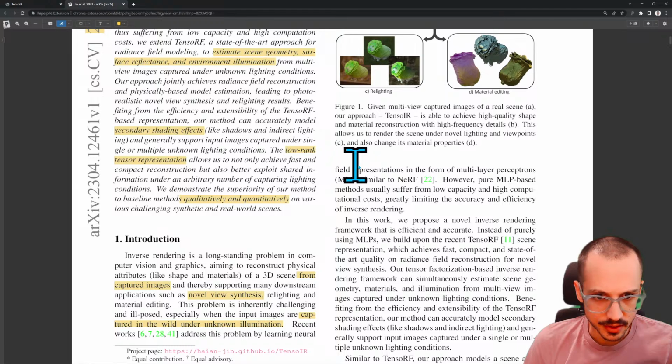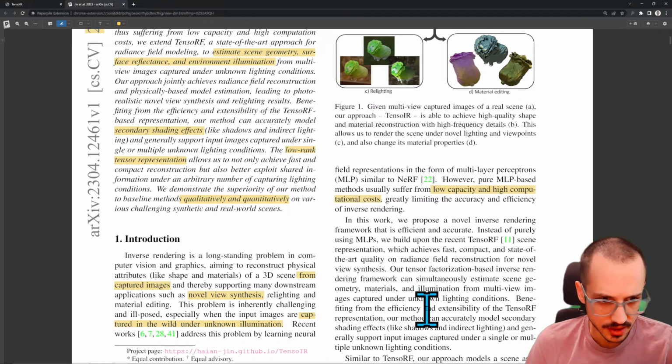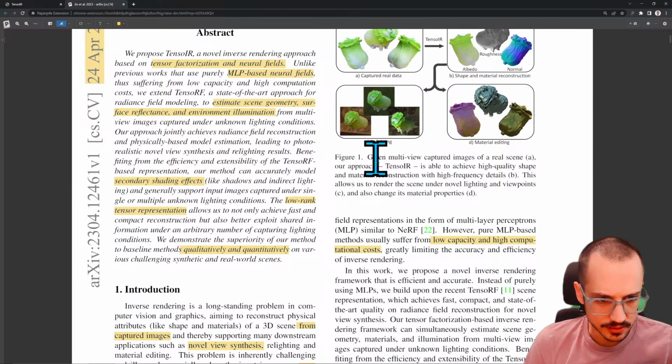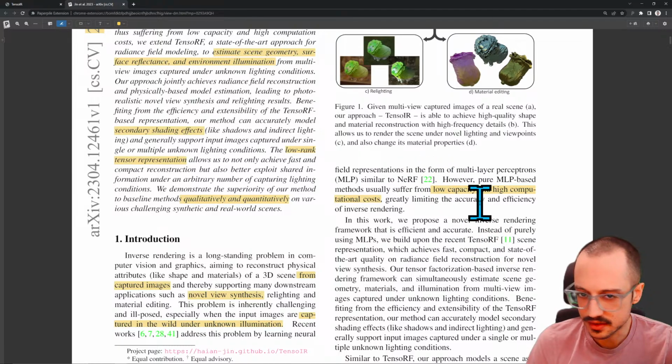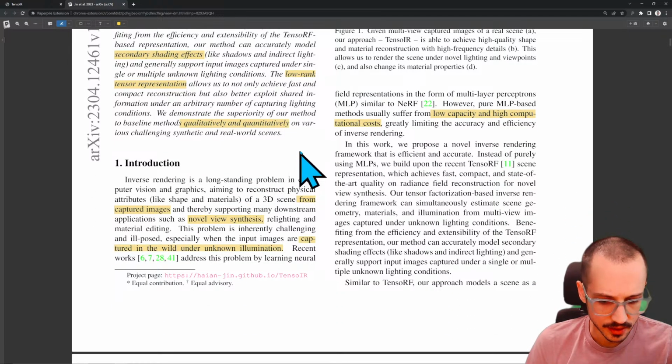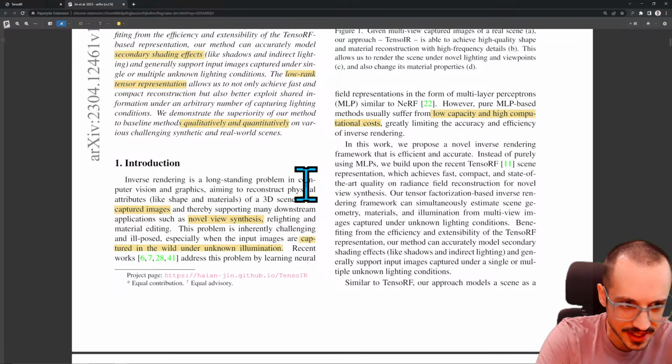Recent works learn neural field representations in the form of multi-layer perceptrons. However, pure MLP-based methods usually suffer from low capacity and high computational cost. Right. In this work, we propose a novel inverse rendering framework that is efficient and accurate. Instead of purely using multi-layer perceptrons, we build upon the recent TensoRF, how do you even pronounce this? TensorRF? TensoRF? That's probably it. NERF, and then TensoRF. Yeah, okay. I think I just discovered what the pronunciation of that is. Which achieves fast, compact, and state-of-the-art quality.